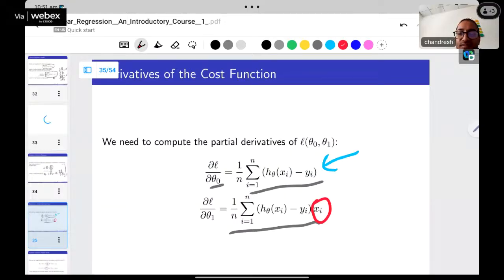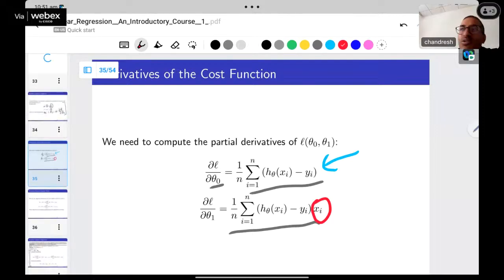Fine. Now you have to set these equations to 0 and solve them for theta. That's another exercise. So Dr. Suren, if you're there, please note down that the audience should solve these equations, setting them to 0 and solving for theta.